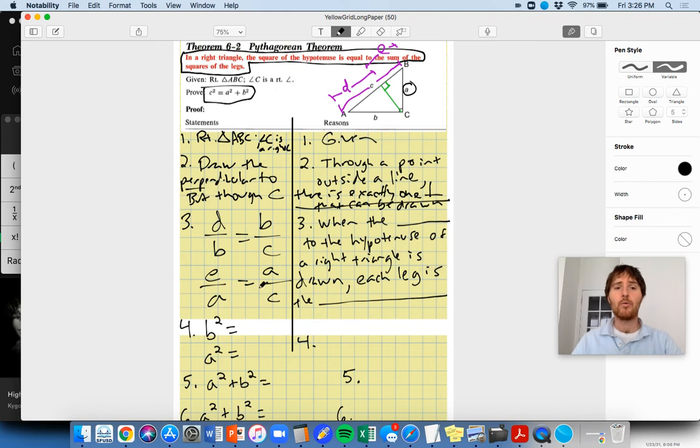So the reason we know it's the geometric mean is the theorem that came up in section 6.1. When the altitude, and we know from step 2 we drew a perpendicular through a vertex to the hypotenuse, that is the definition of being an altitude. So when the altitude to the hypotenuse of a right triangle is drawn, each leg is the geometric mean of the hypotenuse.